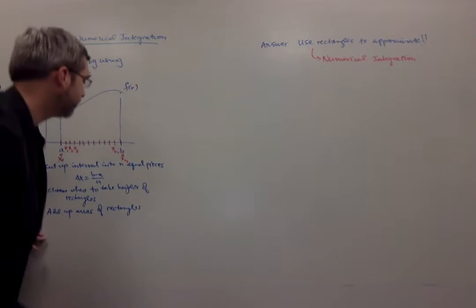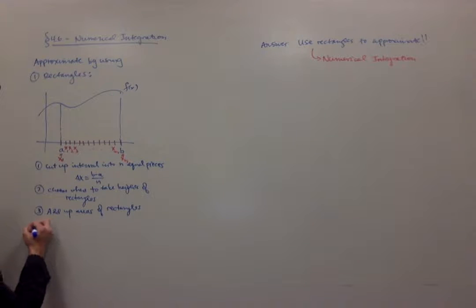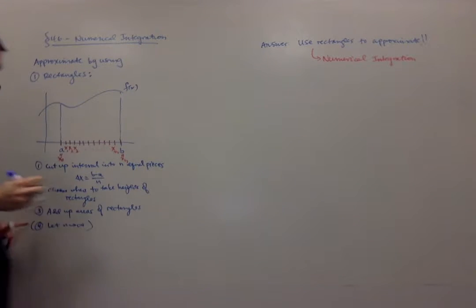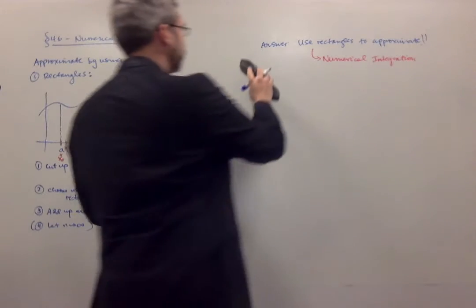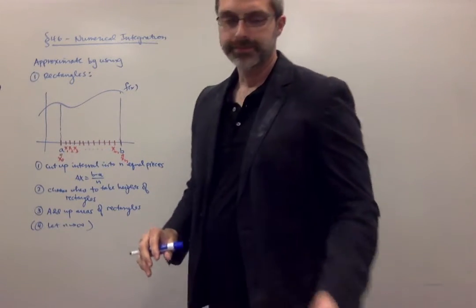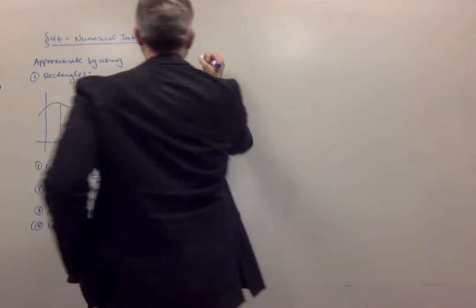And then when we were doing this to find the exact area, the definite integral, we would let n go to infinity. Okay? We're not going to do that step here. We're going to have a fixed number of pieces, like 10, or some specific amount. Okay? So starting with rectangles, let's first talk about right endpoints.